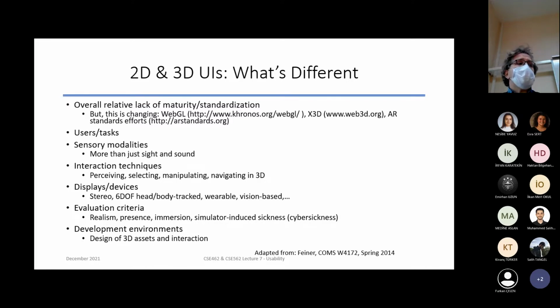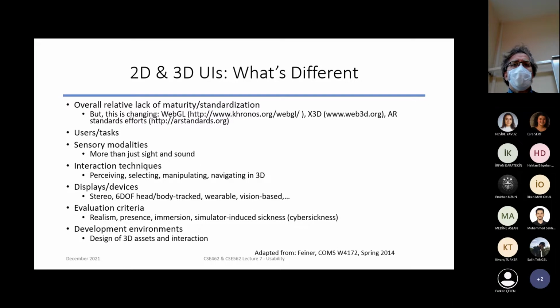But standardization is important from two perspectives. One is, of course, the developer's perspective, but also when you have these standards in place, this affects the usability or user experience design that you are going to do. And you will build upon those standards. In this case, we don't have that.